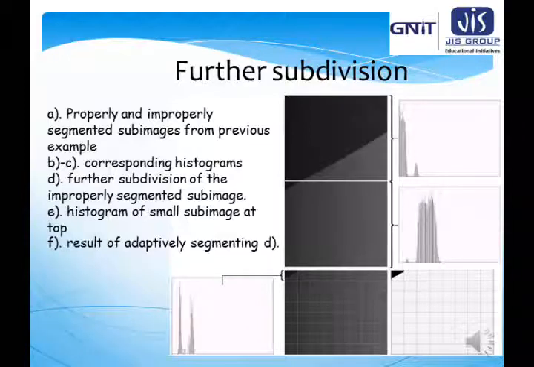Now these are further subdivisions. The first ones are properly and improperly segmented sub-images from the previous examples. B to C are the corresponding histograms. Now the fourth image is the further subdivision of the improperly segmented sub-images, the fifth image is the histogram of the small sub-image at the corresponding top values, and the last one is the result of adaptive segmentation of D. So here we have different types of subdivisions, and accordingly we also see the corresponding thresholding values of this histogram process.